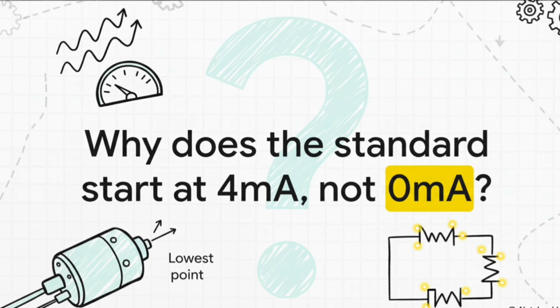But here's the kicker. It's a question that trips up a ton of people, even seasoned engineers in job interviews. If you're measuring something from its lowest possible point, why on earth does the signal start at 4 milliamps and not a nice round logical 0? Well, that's exactly the mystery we're going to unravel today.